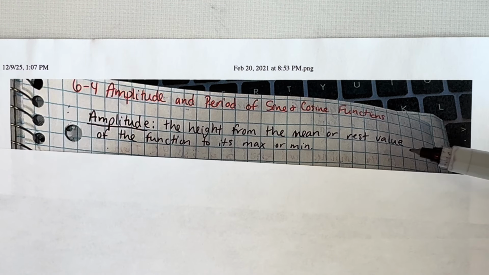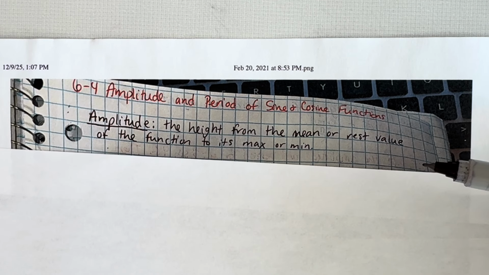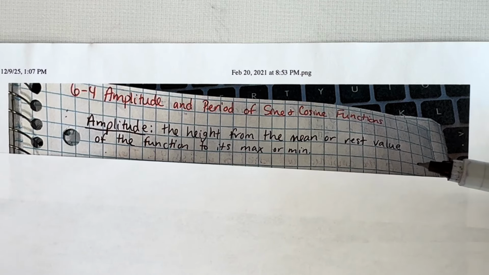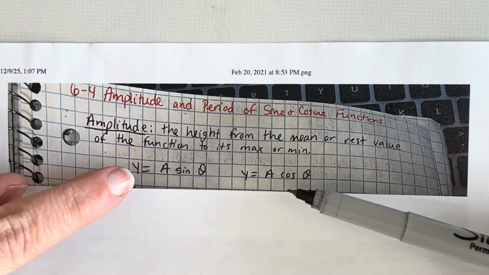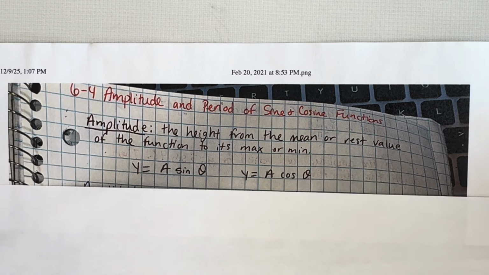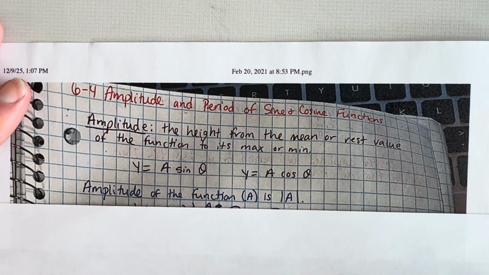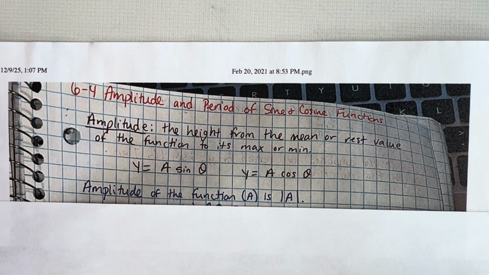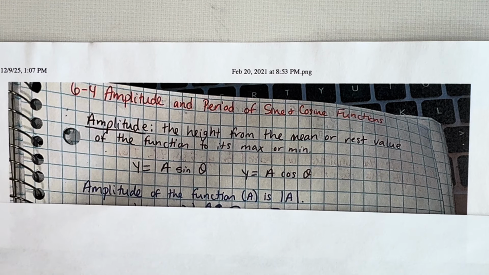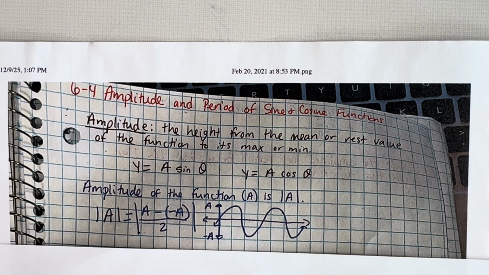So amplitude is the height from the mean or the rest value of the function to its max or min. When I'm talking about that mean or the rest value, we're thinking about where the x-axis normally is, that line that we do our curve up, down, and around from, where our zeros are. This A, the amplitude, is signified by an A out in front of our trig functions, okay? And the amplitude is just the absolute value of that A, so the positive or negative of that matters in a different way, but not when you take the number value. So we just care about the numerical value.